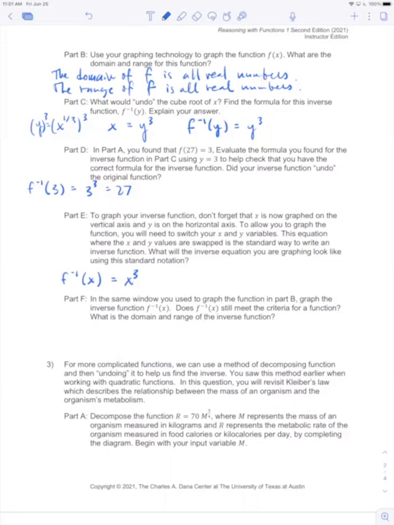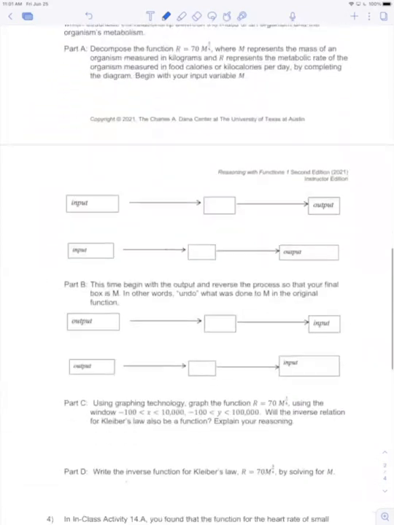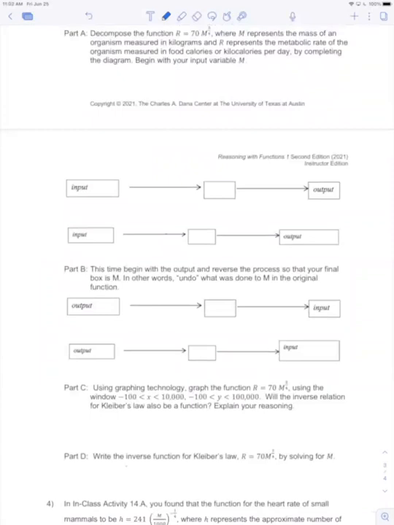So let's scroll up here. I'll leave the part A there at the top. So the input to this, we would say, is just m. And then we want to raise m to the 3/4 power. So I'm going to put here, raise m to the 3/4 power. And we'd end up with m to the 3/4. And then the next thing we want to do is multiply by 70. So we'd have 70 times m to the 3/4 power.